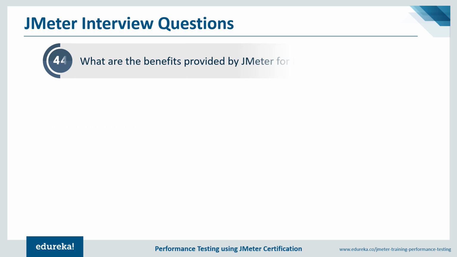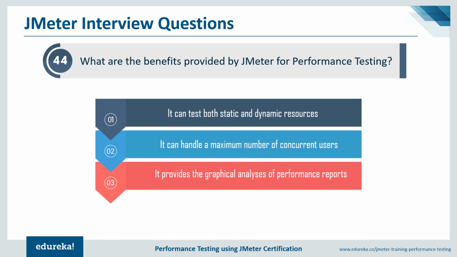Now, the next question is: what are the benefits provided by JMeter for performance testing? JMeter is one of the most preferred tools when it comes to performance testing. So let's have a look at the benefits that make it one of the most preferred tools. Some of the benefits on performance testing that JMeter offers are that it can be used to test performance for both static resources as well as dynamic resources. Not just that, it can also handle a maximum number of concurrent users that your website can handle.